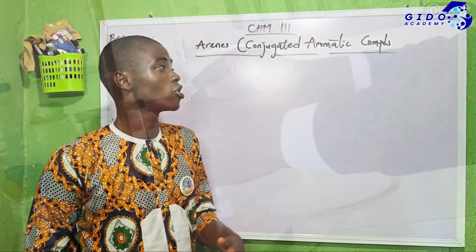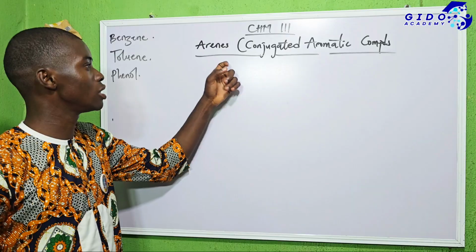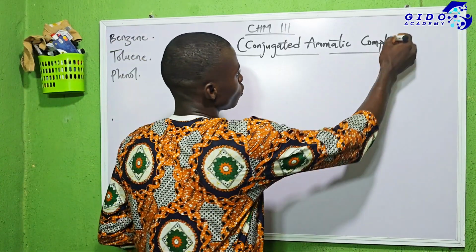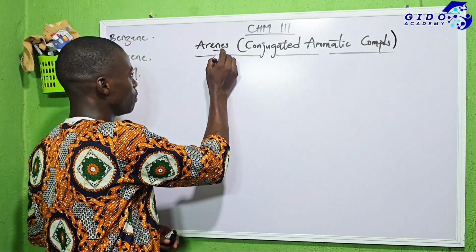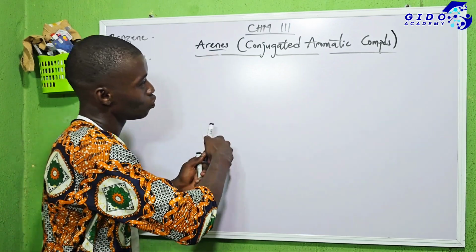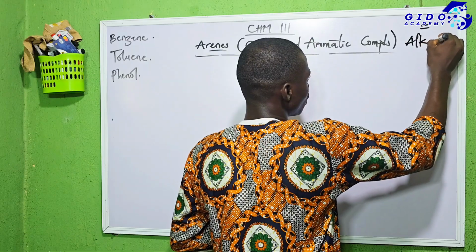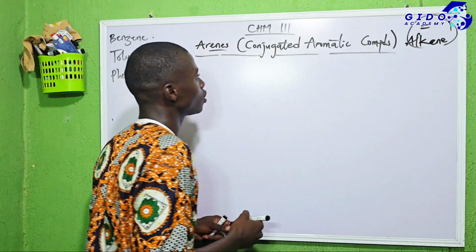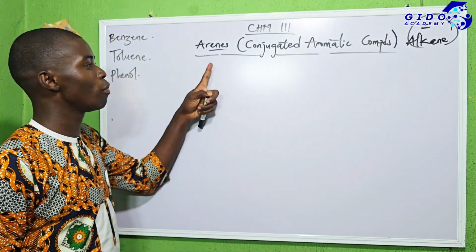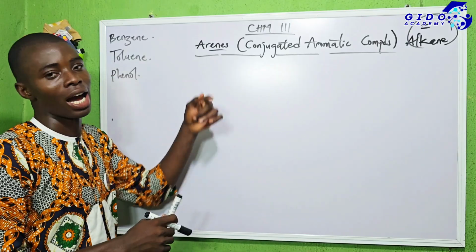Hi everyone, I welcome you to another episode of CH 111, and in this particular video we'll be dealing with arenes. So please, whenever you hear the word arenes, I believe that this "ene" is playing a sound in your head, which is a double bonded what? Alkenes. But we are not just dealing with a double bonded alkene, but we are dealing with conjugated cyclic alkenes.